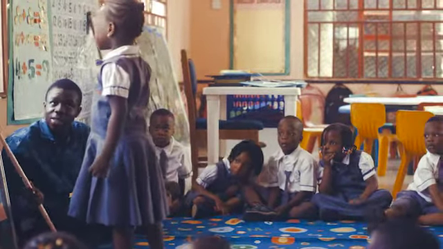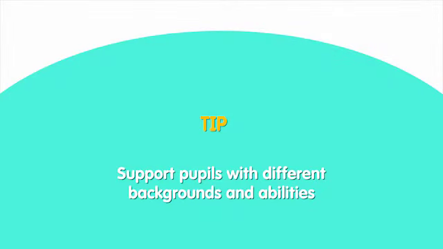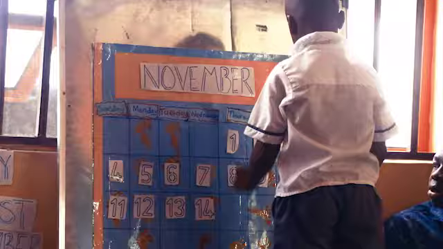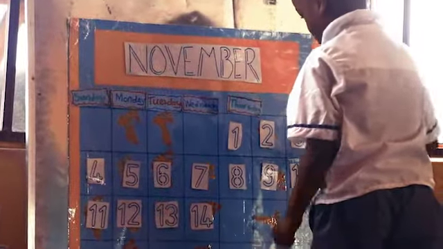First, second, third. Support pupils with different backgrounds and abilities in participating. Make sure that you are finding ways for all pupils to participate, learn from each other, and play together.